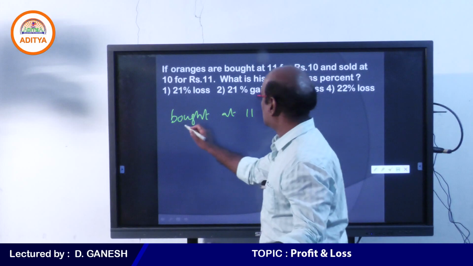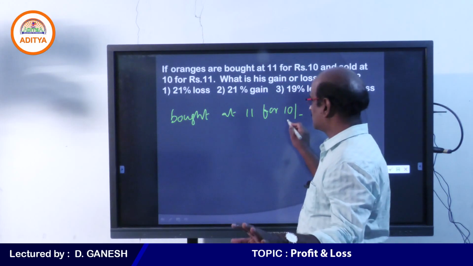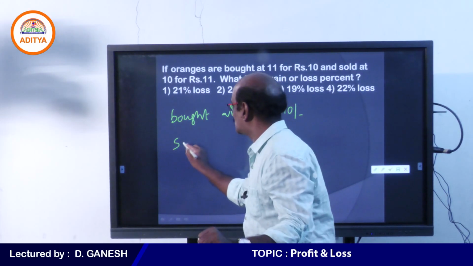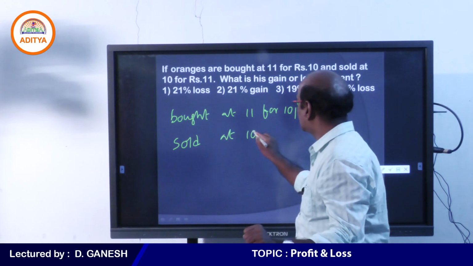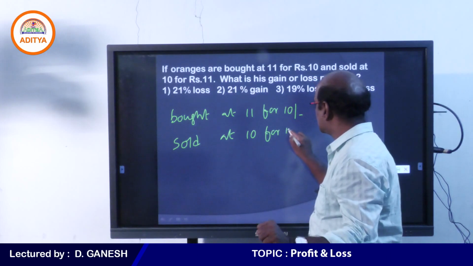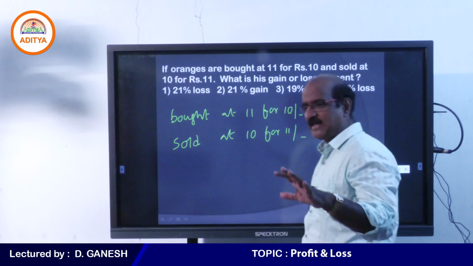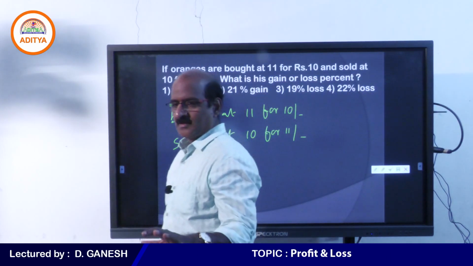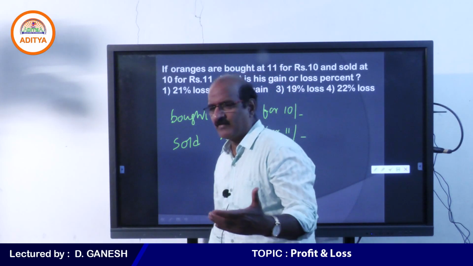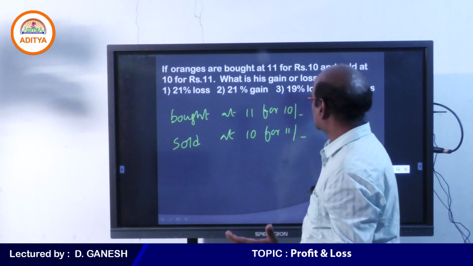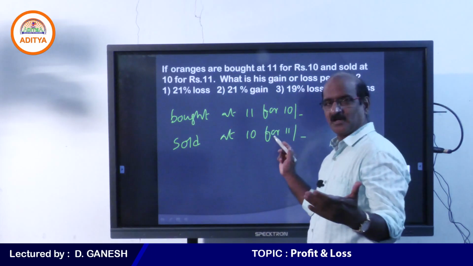Here we go. Oranges are bought at 11 for 10 rupees and they are sold 10 for 11 rupees. Student, now please comment whether we will get profit or loss. Tell me whether we are going to get profit or loss.